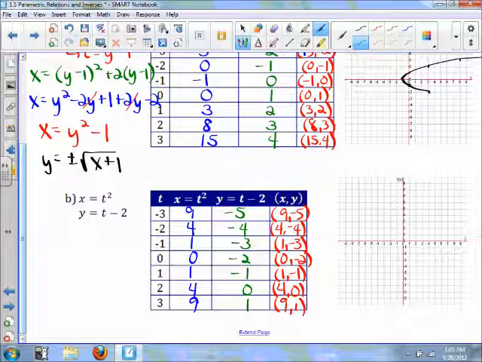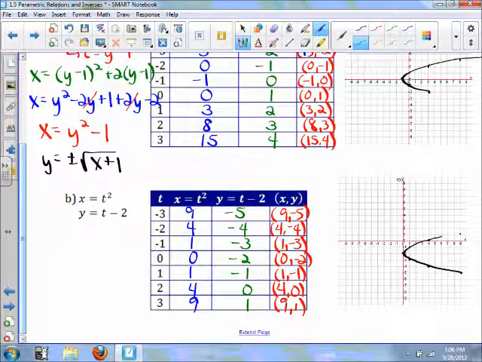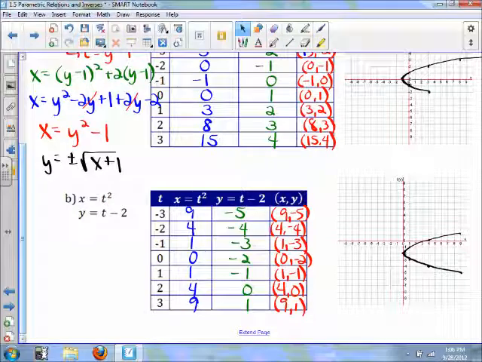Put these into your calculator. We'll have 9, negative 5. We'll have 4, negative 4. 1, negative 3. 0, negative 2. 1, negative 1. 4, 0, and 9, 1. Now, the funny thing about parametric equations, they only graph in your calculator when you want them to graph. That's all they graph in your calculator.